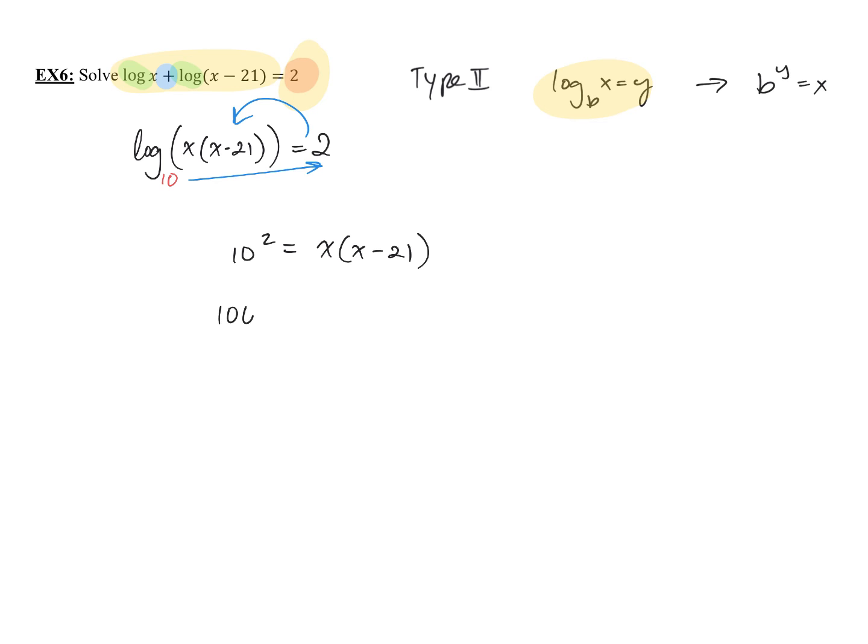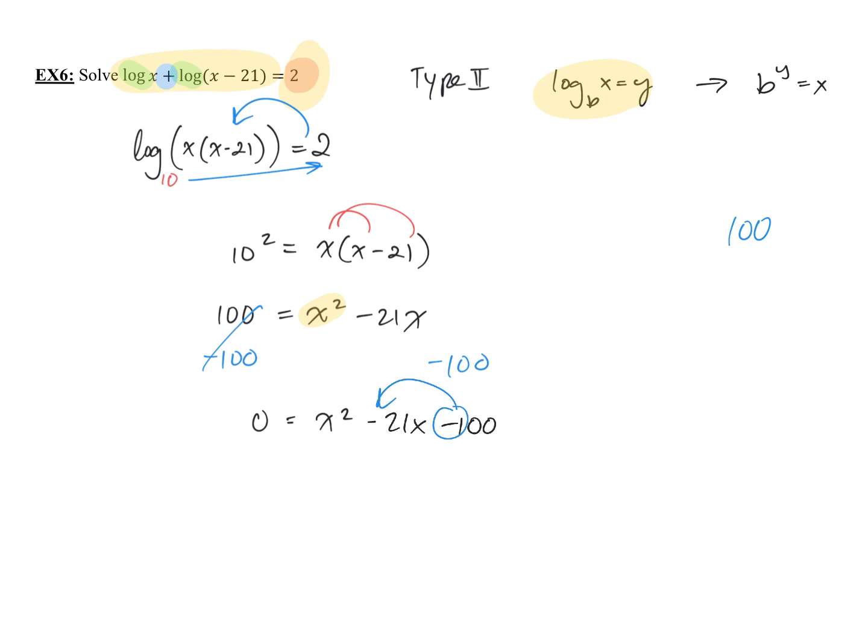Okay, so that's going to be 100 equals x squared minus 21x. We distributed. And then let's see. Ooh, it looks like we have a quadratic coming up. So minus 100 from both sides. We have a quadratic equation because we have that x squared. Okay, so let's see. x squared minus 21x minus 100. Can we factor this? Let's see. Factors of 100 that when I subtract them, I get negative 21.